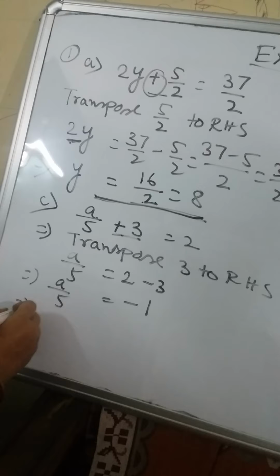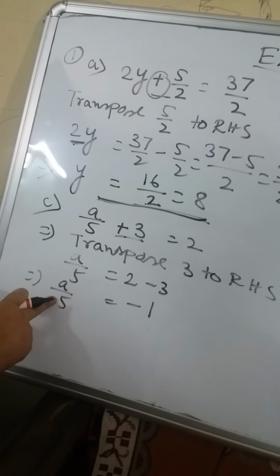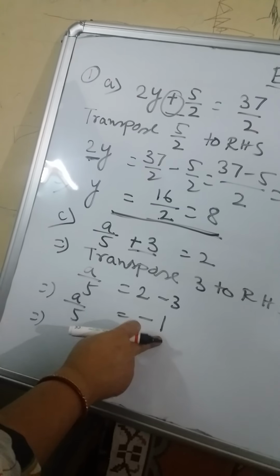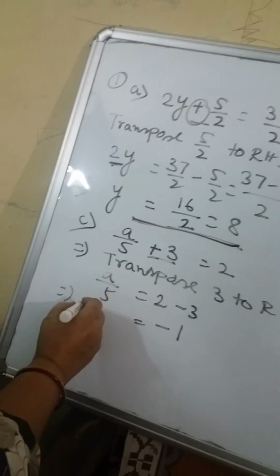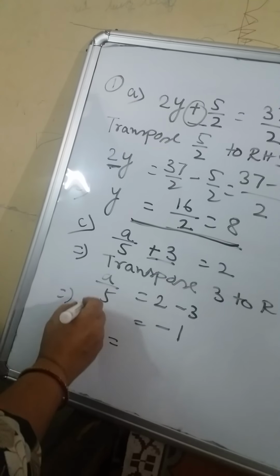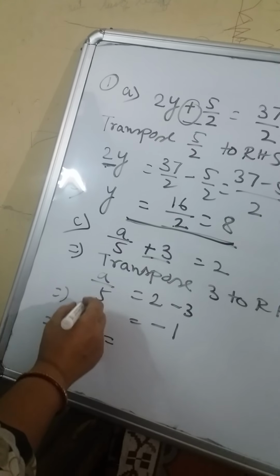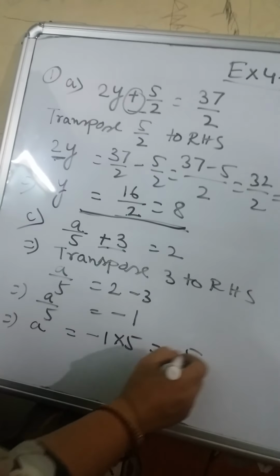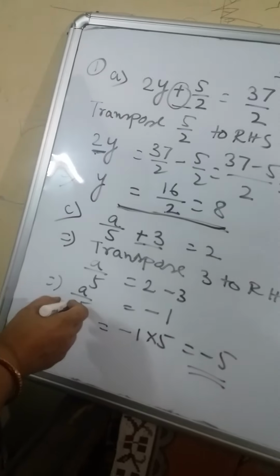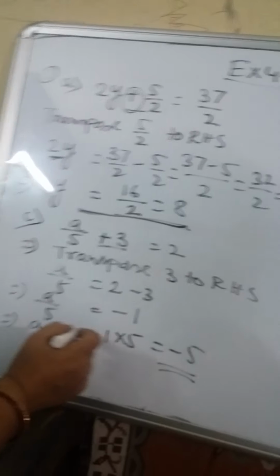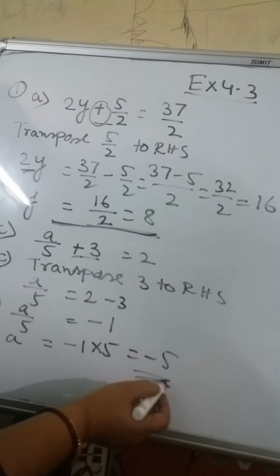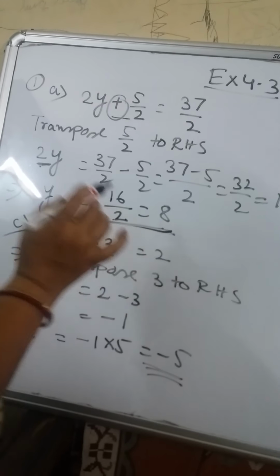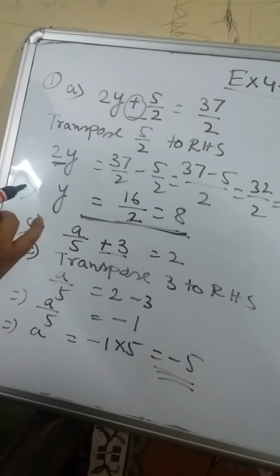Minus 1. Now here on the left hand side it is division. When it goes to the right hand side, or changes the side, it will become multiplication. Multiplied by 5, only a will remain, and minus 1 into 5 is minus 5. So here I am multiplying, and when it is going to the right hand side, I am not changing sign. Here I am dividing and I am also not changing sign. Only addition and subtraction you will change sign.